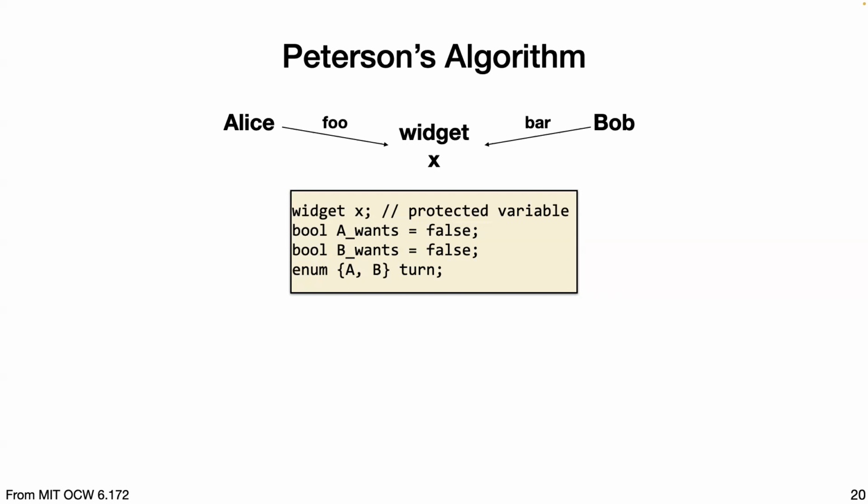And we're going to use this metadata. We're going to set 2 booleans. One is called A wants and one is called B wants. And then we're also going to define this variable called turn, and turn can have 2 values, A and B. We'll see how we use them, but basically we're going to use load and store to implement mutual exclusion with these variables.